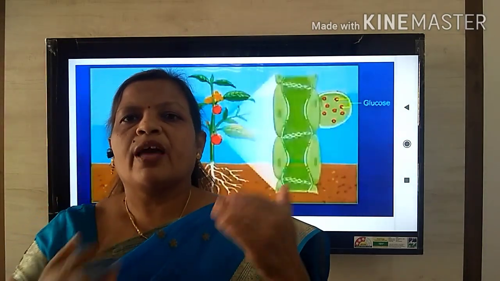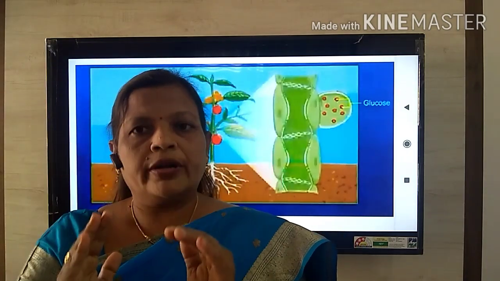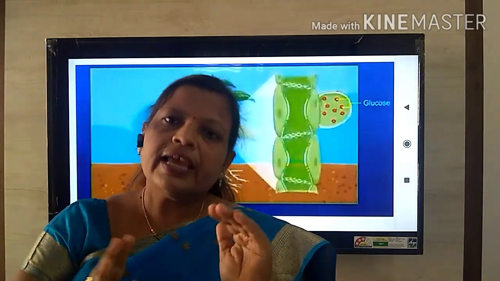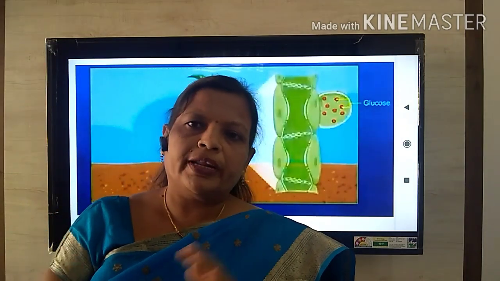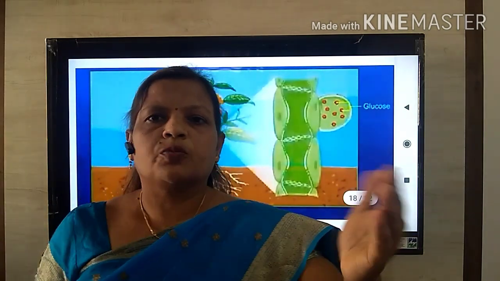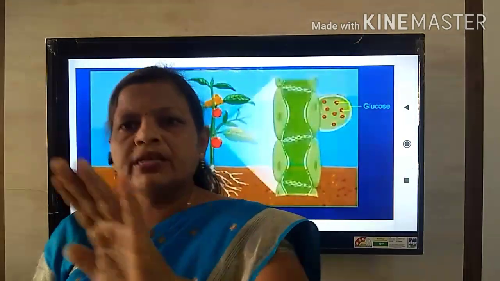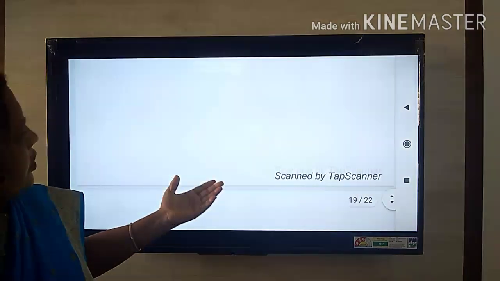As an ample amount of glucose is synthesized and stored in the cell of the leaves, the concentration of the food material becomes more in that cell, so it is transported to the neighboring cell, in the upward as well as downward direction. Next slide.